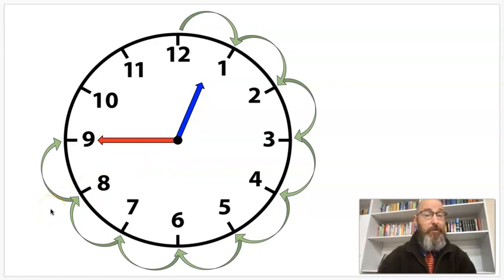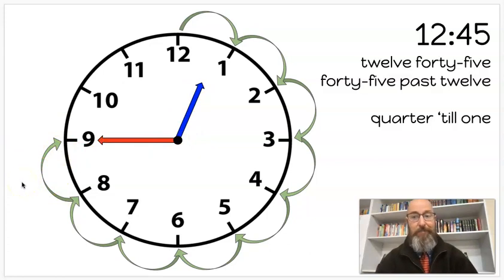Next, we're still moving around the clock. That hour hand still hasn't gotten to the 1, so it's still 12. Let's count by 5s again. 5, 10, 15, 20, 25, 30, 35, 40, 45. So that means it is 12:45. And if you remember from our math terms, that means quarter till. So it's quarter till 1. And the reason it's a quarter till 1 is because after 12 comes the 1.